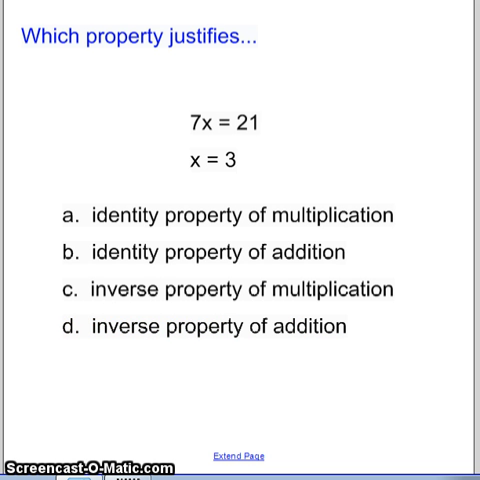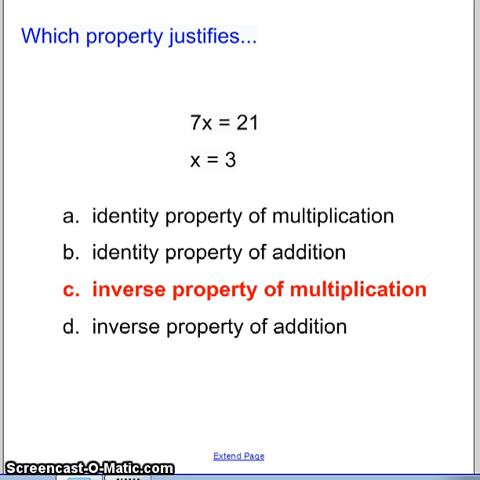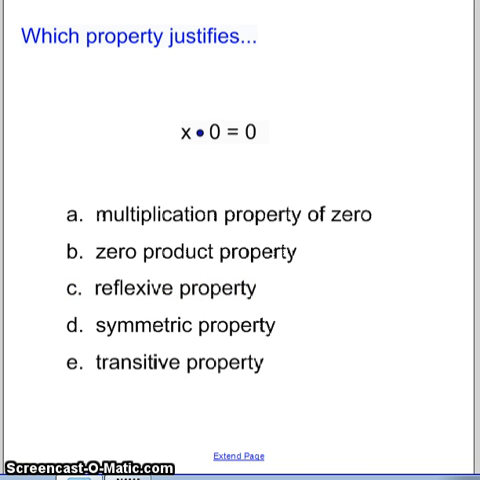Now here we have the next step in the problem, 7x equals 21, and we work our way to x equals 3. So we multiplied each side by 1/7, or we divided by 7 is the way we usually think of it. So that's going to be the inverse property of multiplication.